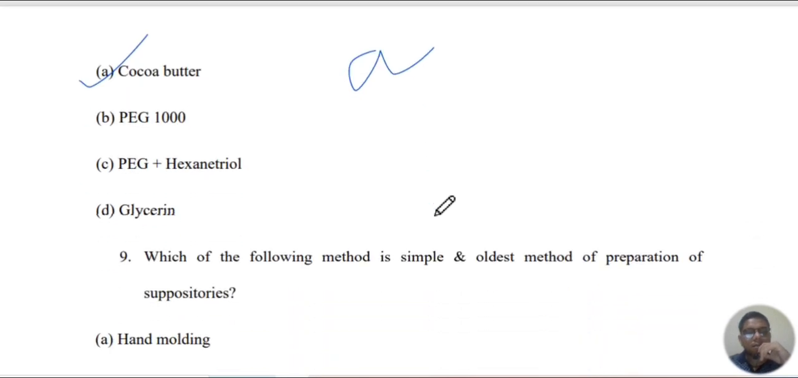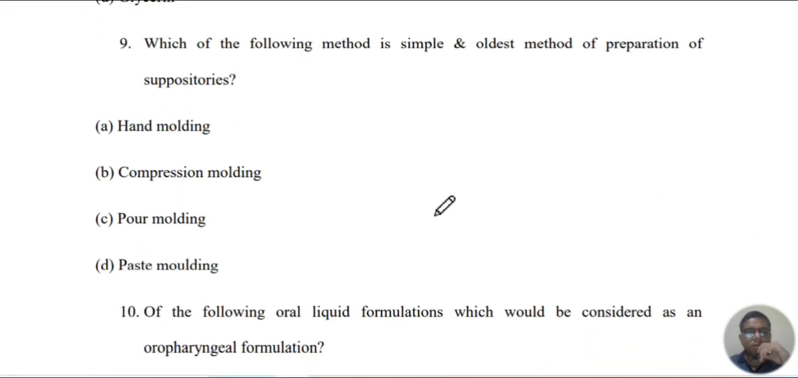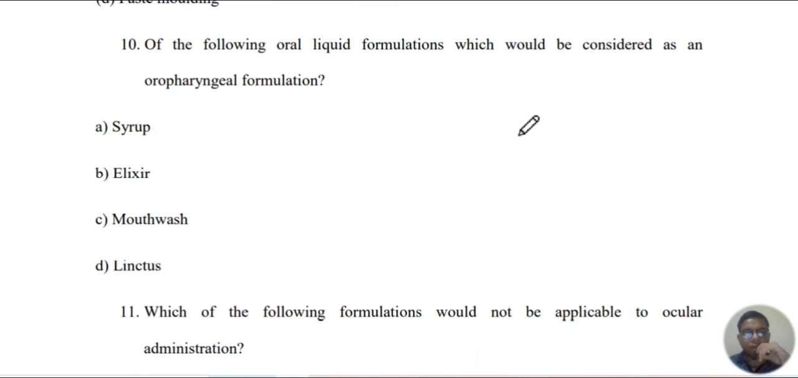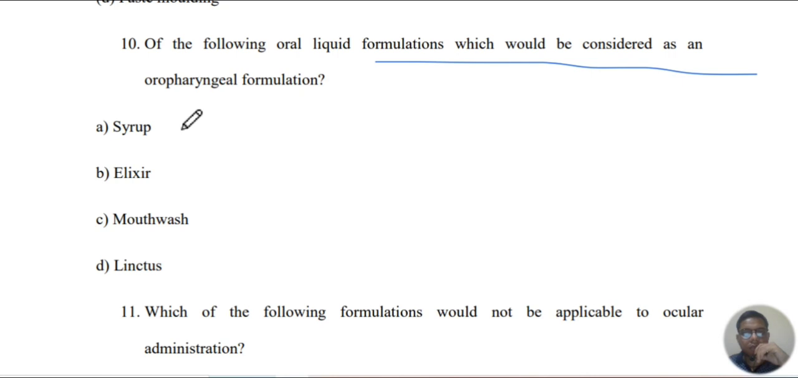Okay. Next is ninth question number. Which of the following method is simple oldest method of preparation of suppositories? The answer is A. Hand modeling. Okay. Next is 10 question number. Of the following oral liquid formulation, which would be considered as an oropharyngeal formulation? The answer is C. Mouthwash.